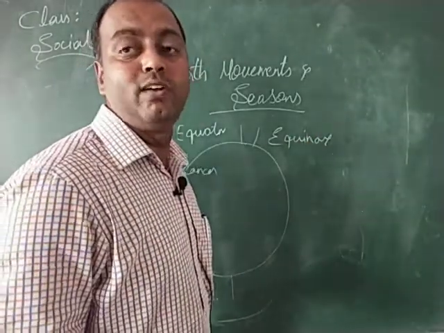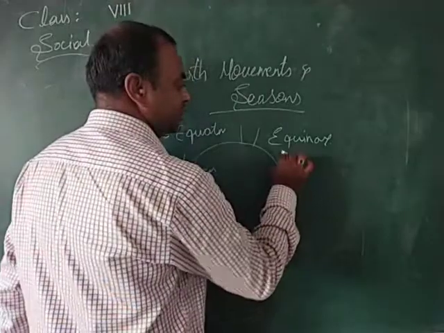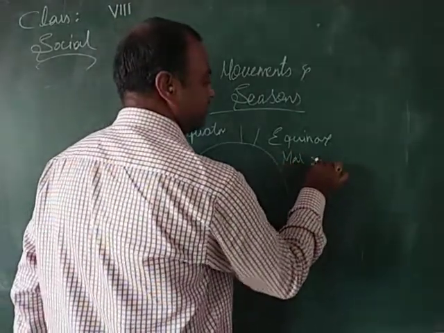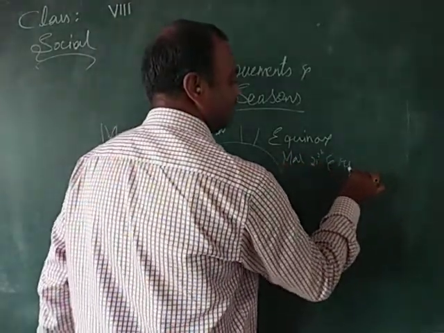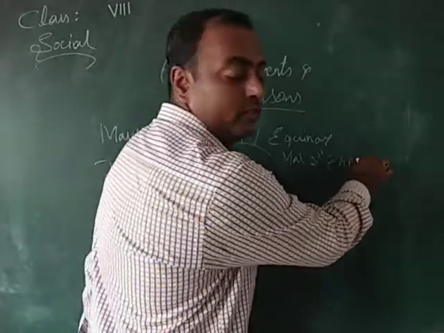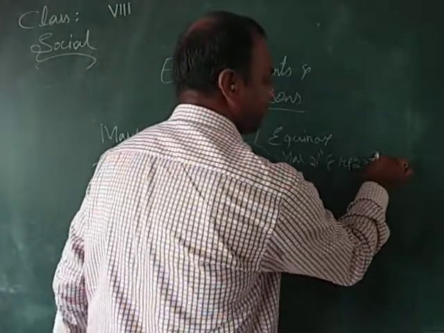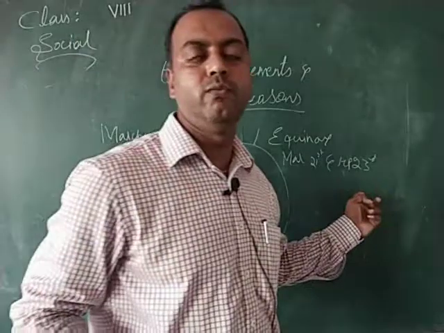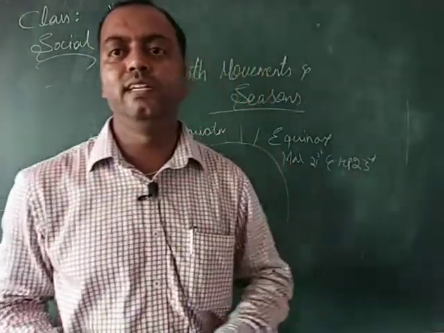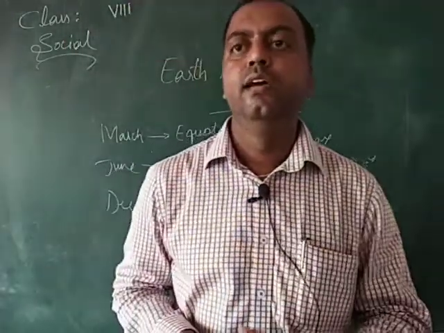So these equinoxes occur on March 21st and September 23rd. These are the two days on which the sun falls directly on the equator, and we call it an equinox.